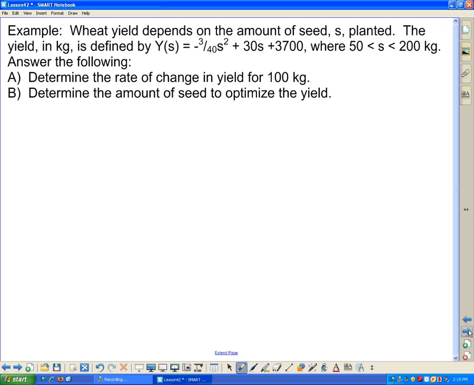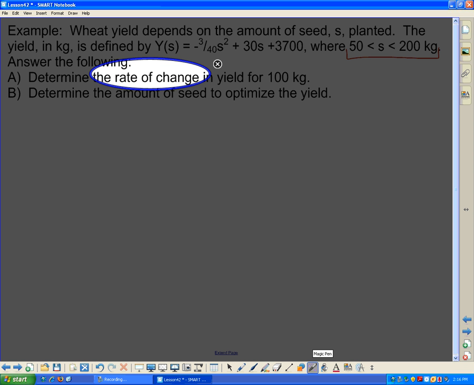So that's the yield based on how much is applied. So the domain: a farmer is going to put on between 50 and 200 kilograms per kilogram. That's the amount that they can actually plant with. So we want to find, in the question itself, the rate of change in yield for 100 kilograms. So again, keying in like you did last semester in the 4U course, the MHF, it's that rate of change. That's what tips you off that you're looking at taking a derivative here.